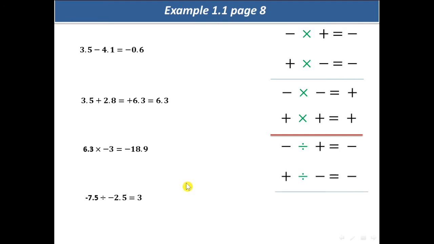You have to get over this problem, please, everybody. You have to learn these signs. By multiplication and by division, they are the same. Minus times plus is minus. You see, when the signs are different, it gives you minus. When the signs are the same, it gives you plus.